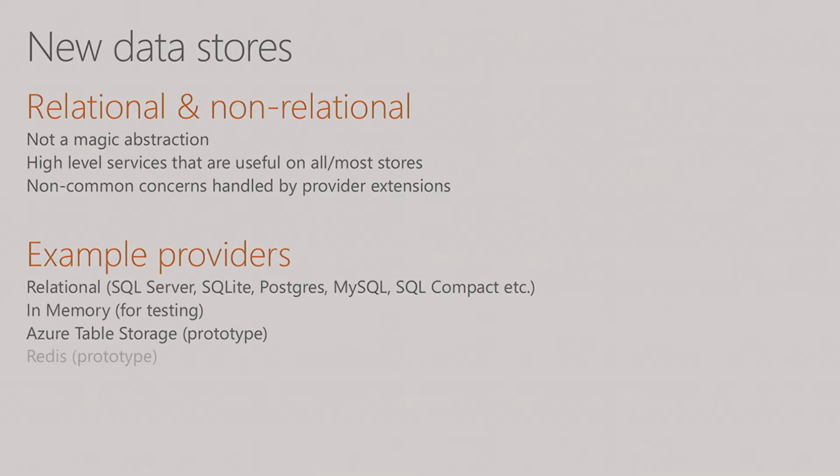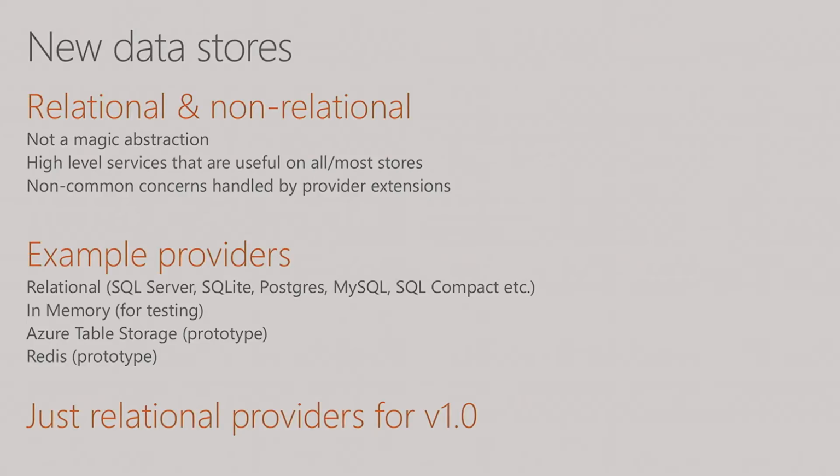Here are some examples of things we've worked on. One thing I want to highlight is at the moment, we just have relational providers in terms of RTM'd, ready-to-go providers. But to make sure that our stack can handle non-relational providers in the future, we've prototyped Azure Table Storage and Redis, and we plan to bring both of those providers through to RTM quality at some point in the near future, but not immediately.